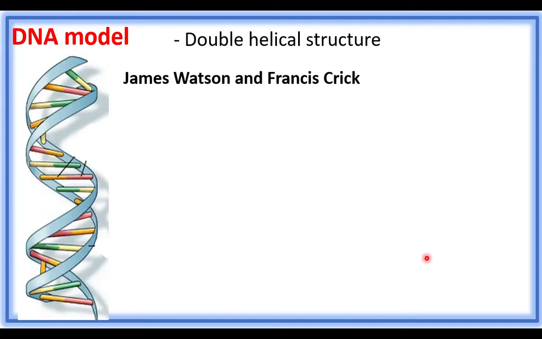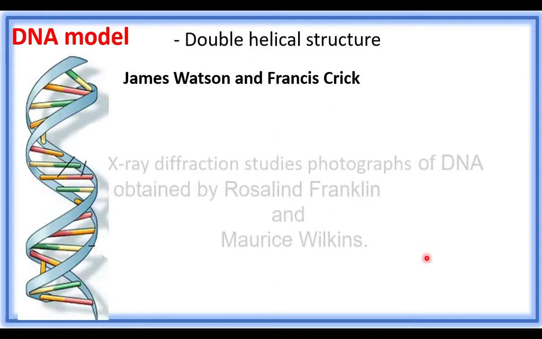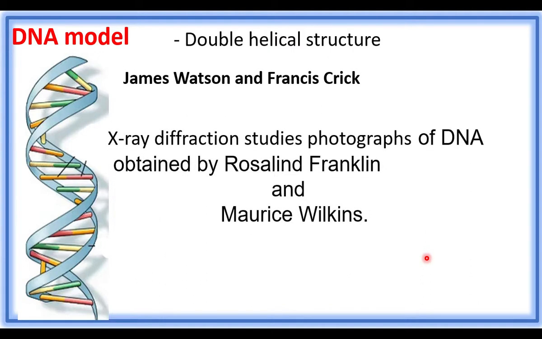This model was proposed by James Watson and Francis Crick. We know the DNA is invisible. So how did they propose the model? X-ray diffraction studies photographs of DNA were obtained by Rosalind Franklin and Maurice Wilkins. Wilkins and Franklin developed the X-ray diffraction studies photographs of DNA. The X-ray diffraction analysis shows the atomic structure of DNA. Based on the atomic structure, Watson and Crick proposed the DNA model.